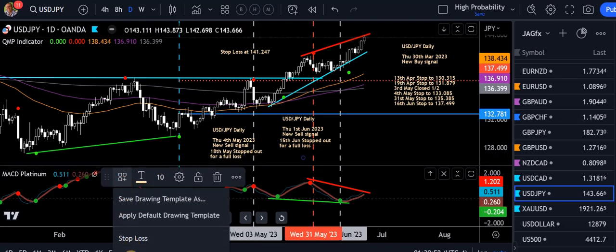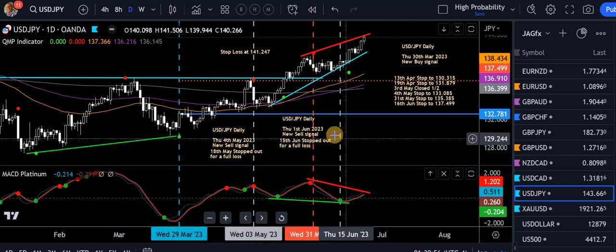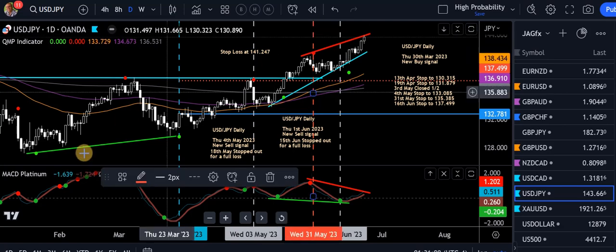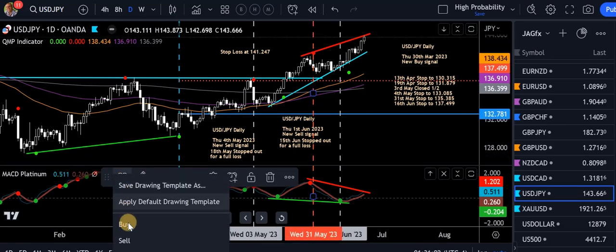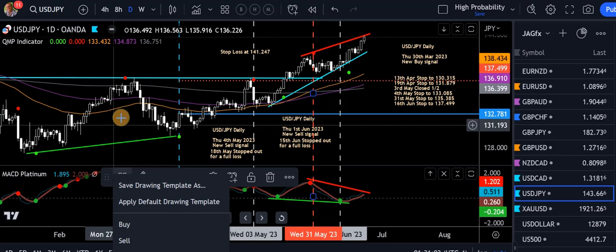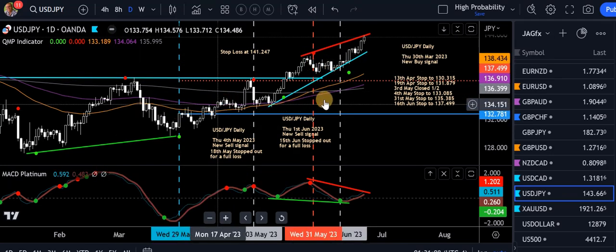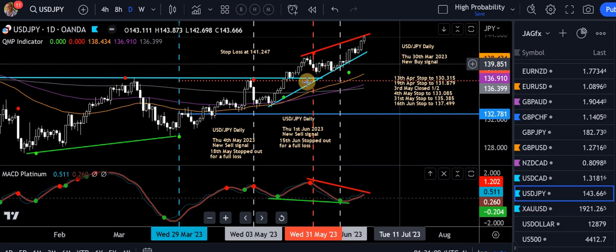Make that one, it should be. What's going on? Lost in the plot. All right, this red line here should be grey if I can find my warning. I'll fix it up later. There's no sell trade on, let's put it that way. There's just a buy trade on at the moment from the 30th of March.